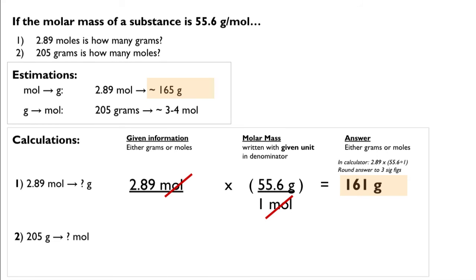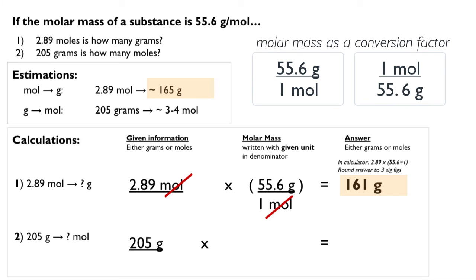So let's go ahead and do our second calculation. Again, I'm going to start with the given information on the starting line, so 205 grams, and I'm going to put a version of molar mass being multiplied as a conversion factor. Which conversion factor I choose is going to depend on where my given unit is in the denominator. So in this case, since my given unit is grams, I am starting with 205 grams and I want to convert grams into moles. I would like to pick the version of the conversion factor that has grams in the denominator. So I'm going to pick 1 mole over 55.6 grams.